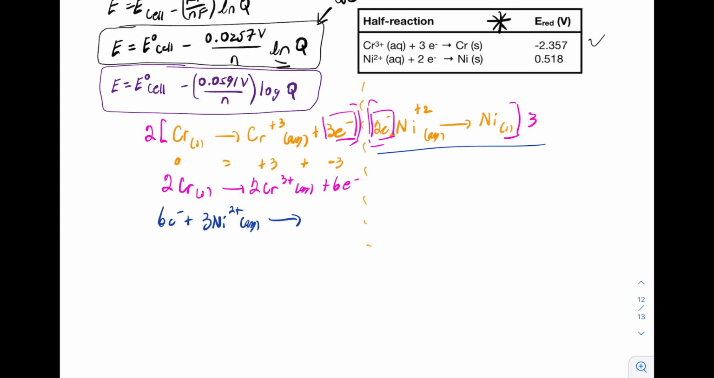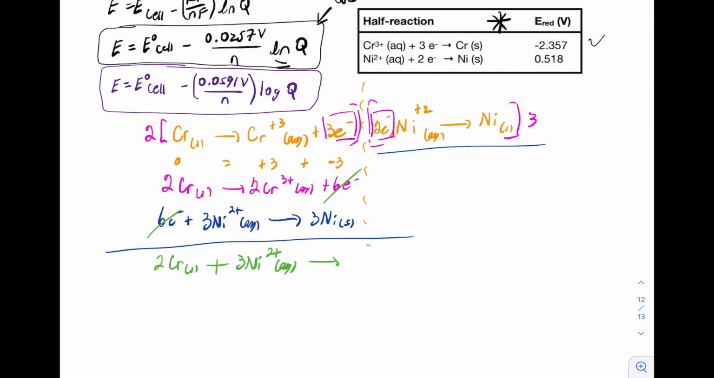Move this up a little bit. And that reacts to form 3 nickel. Okay. So remember, when we add these two equations together, the electrons cancel out, and that's the purpose for doing that. And now we have our balanced redox reaction. So we take all the left-hand side stuff, and that's going to form all the right-hand side stuff. Now there's a bunch of 2's and 3's in this problem. Be careful about the charges and the coefficients and all of that.